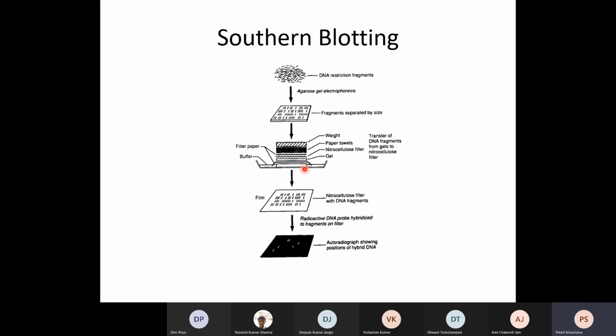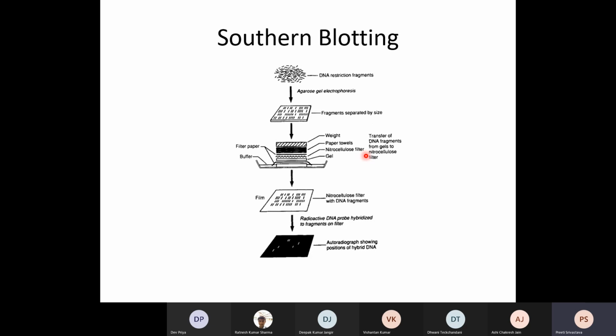Now onto this paper, we place the gel. This gel is usually placed upside down, right? That means the wells should be facing downwards. Onto the gel, what we place is the nitrocellulose membrane. Nitrocellulose membrane is the membrane which is used for transfer of DNA. You can also use nylon membrane as well. Both nitrocellulose and nylon membranes work equally efficiently for transfer of DNA.